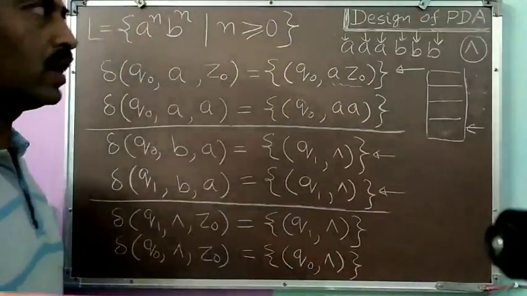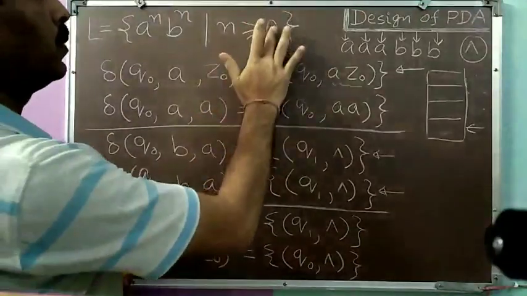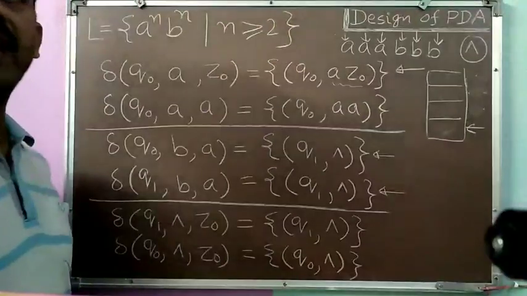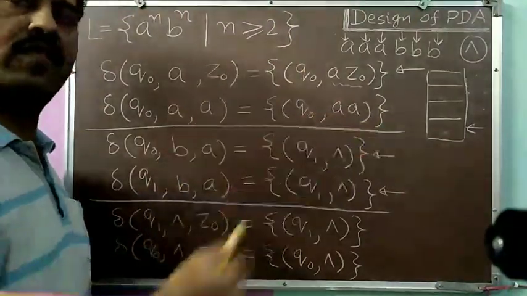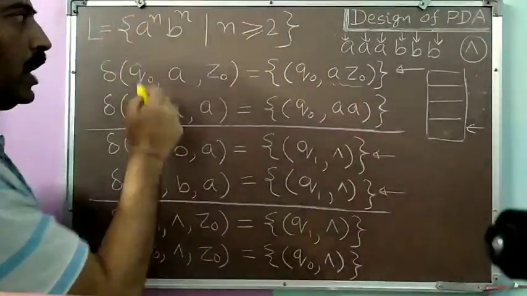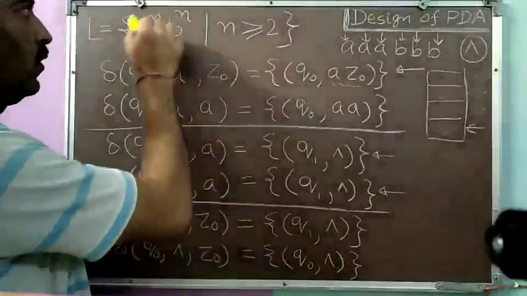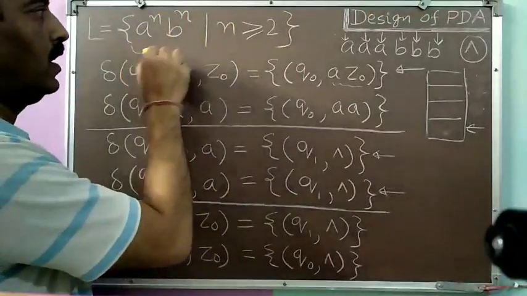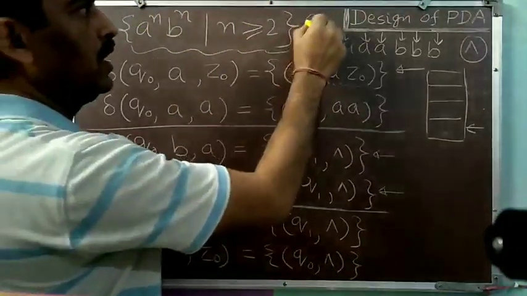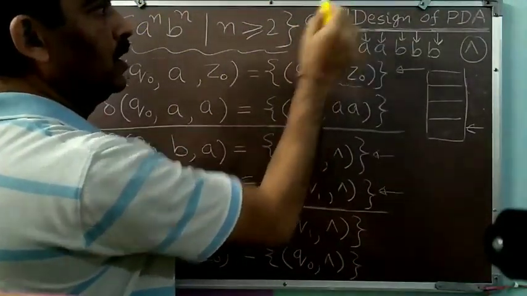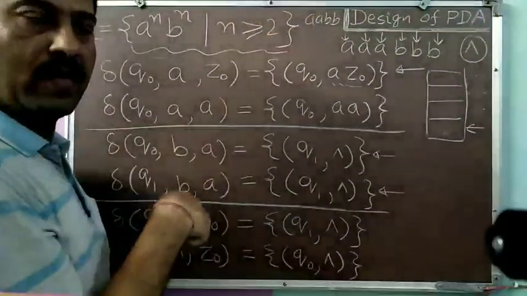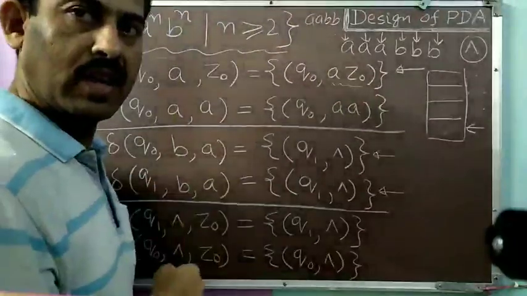Now I am giving you one exercise for home. Suppose n is greater than or equal to 2. Try to write a PDA corresponding to it. In the next lecture, we will be discussing its solution as well. So it is a home exercise for you. Try to write a PDA on your own for the language a to the power n, b to the power n, where n is greater than or equal to 2. So the minimum word in this language will be double a, double b. Triple a, triple b, four a's, four b's, and so on. But single a, single b will not be a word in this language. Null will not be a word in this language.